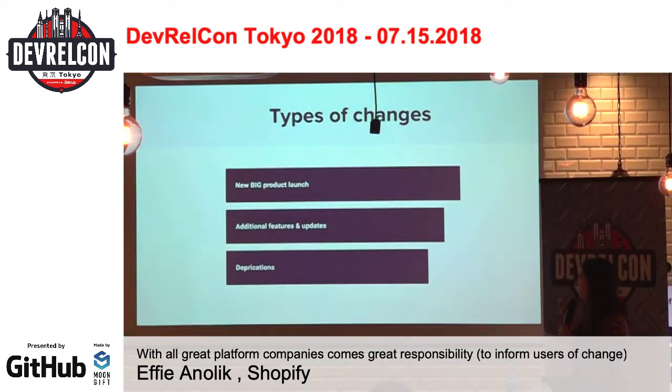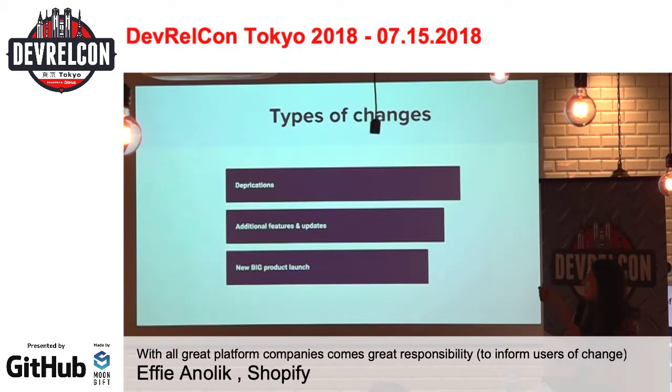So there are a bunch of types of changes. These are the three I'm going to focus on today: the big product launches, the additional features and updates, and deprecations. This is actually in the order that your company generally cares about them, right? So you put a lot of humans and time into your new big product releases. Same goes for your additional features. These are things that your users have been asking for, and these are all very exciting. And then deprecations, I put that lower on the list because there's generally less people working on maintenance, and it takes less time.